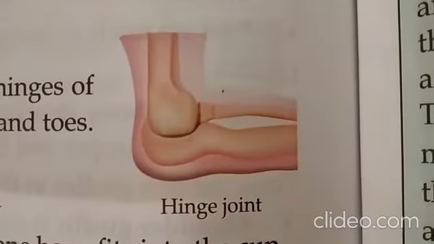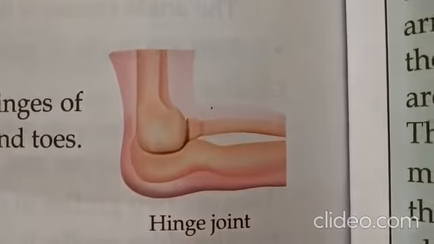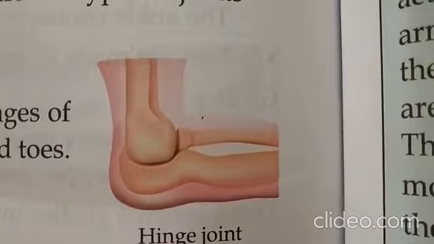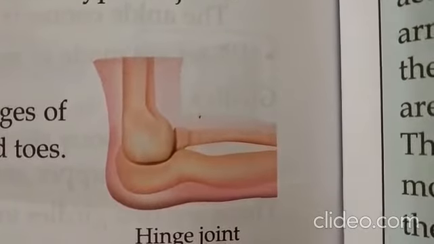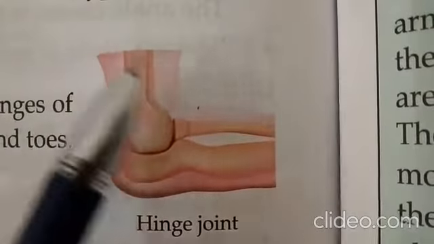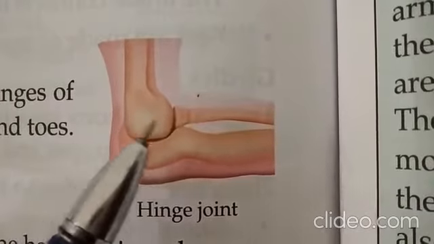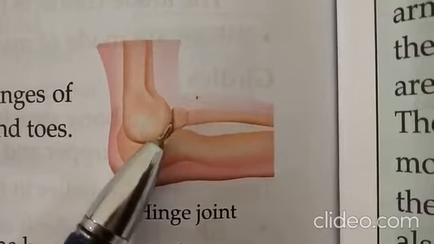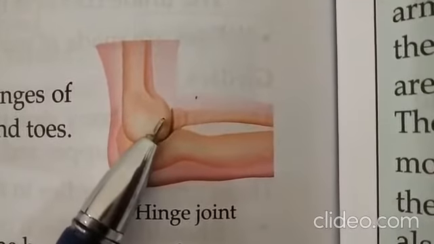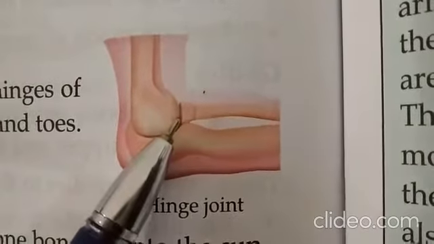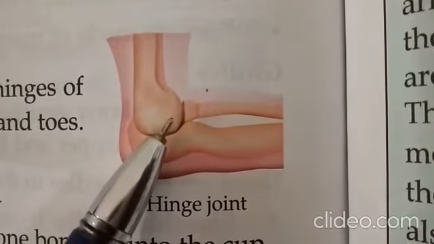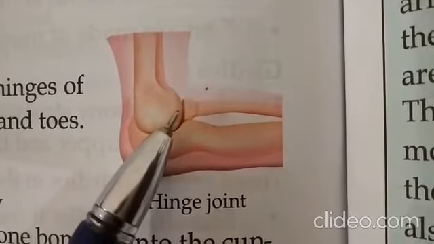We will come to the joints. The point at which two or more bones meet is called a joint. Like for example, here there is a bone of the leg. So this bone is attached to this bone. Now this place is known as a joint. So joint means the point at which two or more bones meet together.